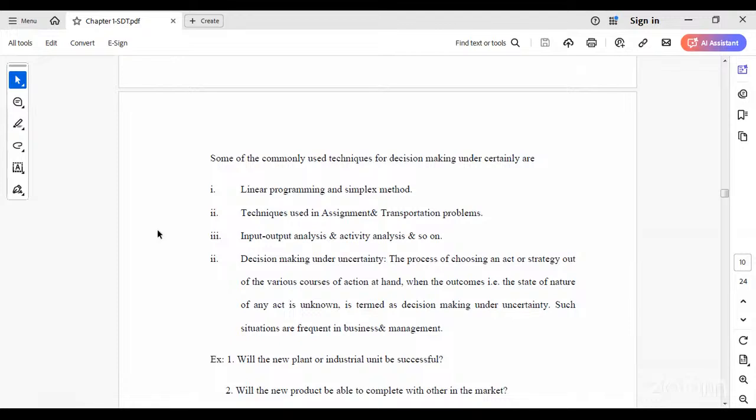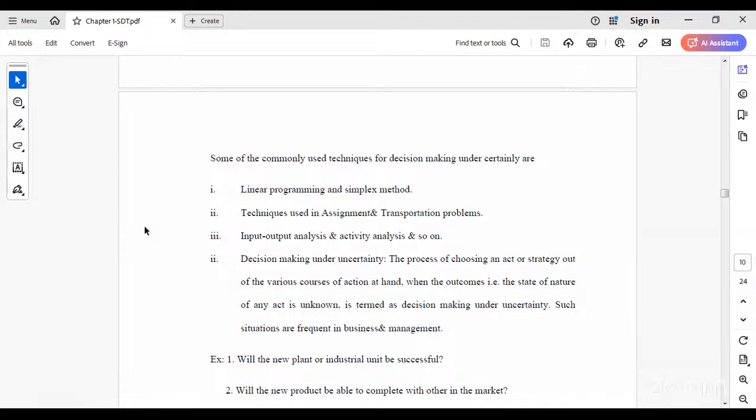Then next over here, decision making under uncertainty: the process of choosing an act or strategy out of various courses of action at hand. When the outcome, that is the state of nature, of any act is unknown, it is termed as decision making under uncertainty. Such situations are frequent in business and management.